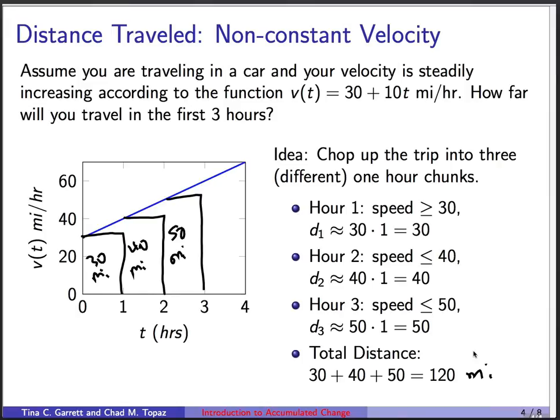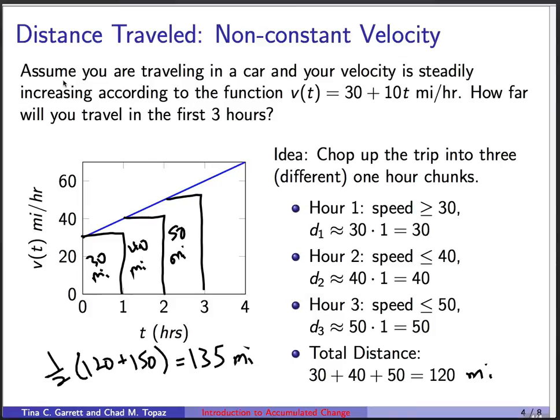A very common thing that you might do, if you have an underestimate and an overestimate, is take the average of them. It's half of 120 plus 150. That would be 135 miles. And that could be our estimate of the distance that you traveled.